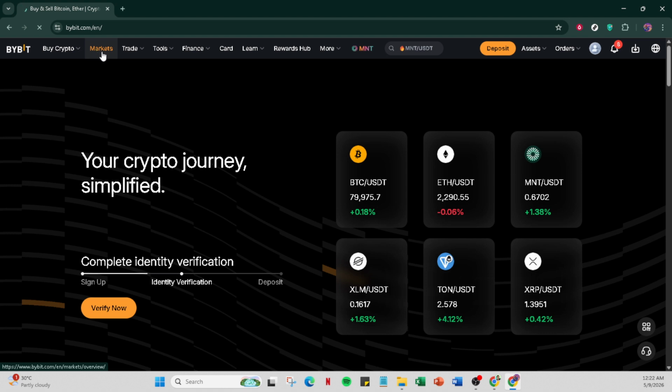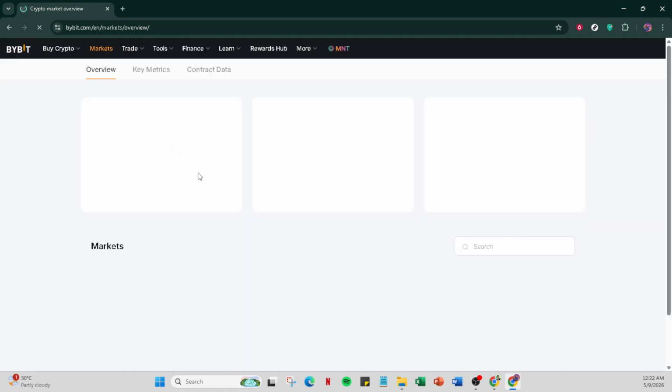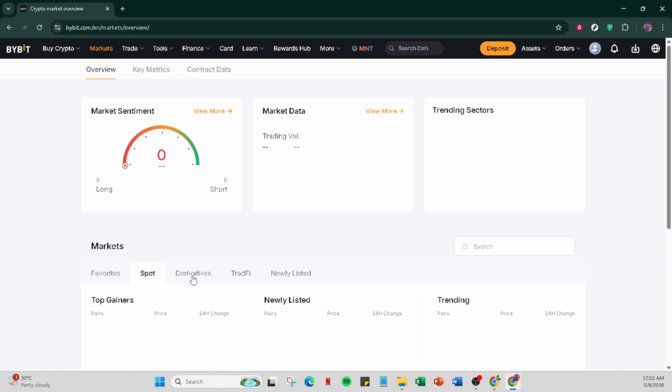From here, head to the top navigation and choose Markets. This is your hub for spot, derivatives, and other products. We're focusing on derivatives, so switch to the derivatives section to see future style contracts.